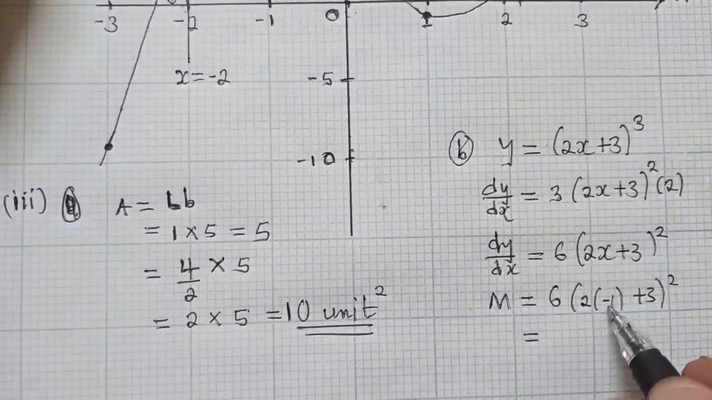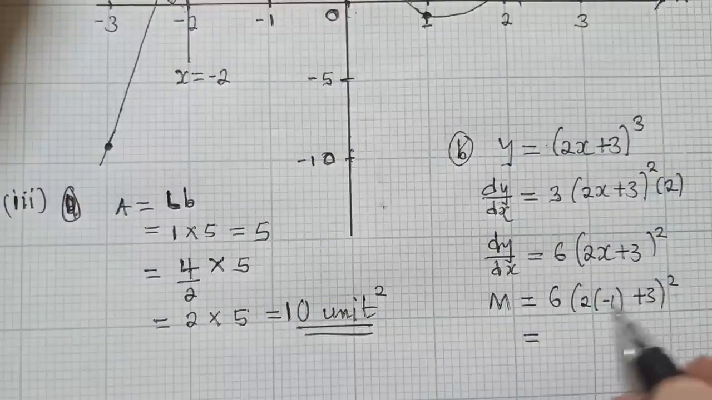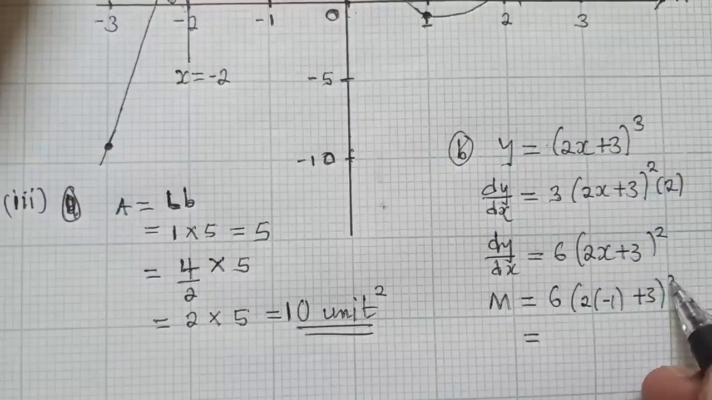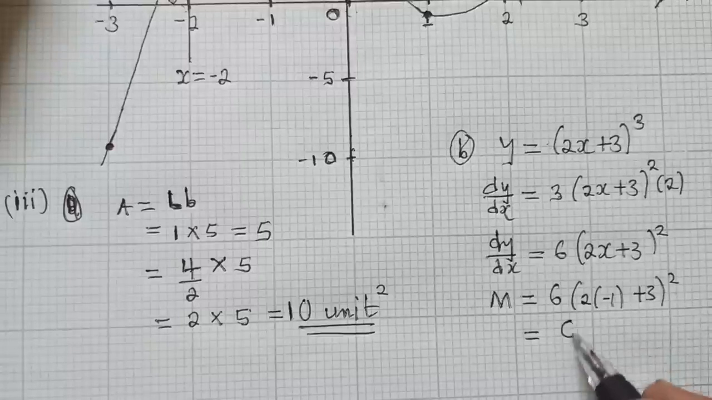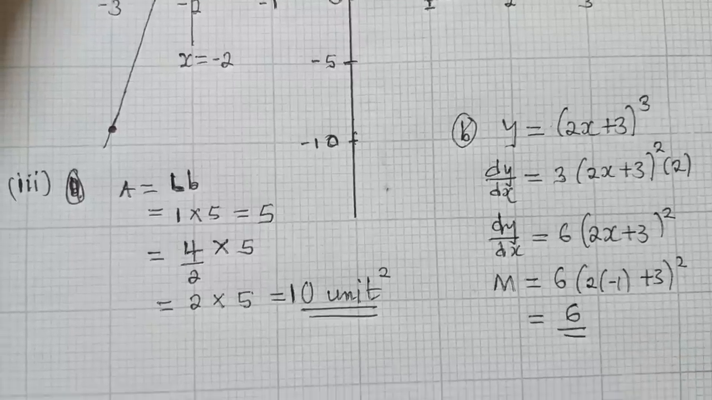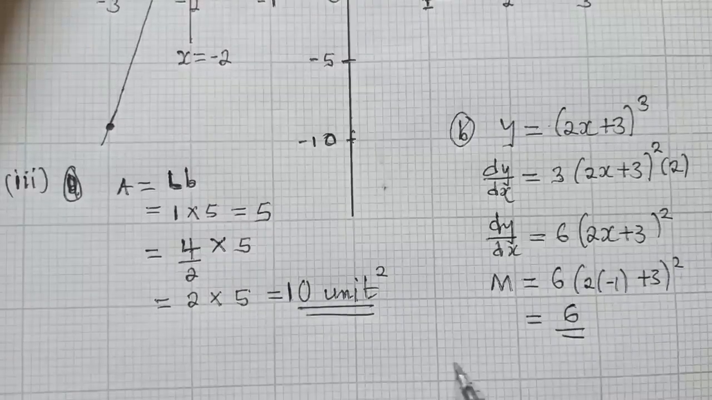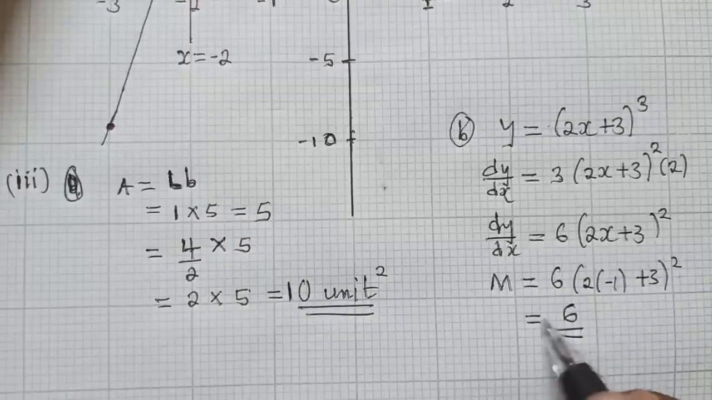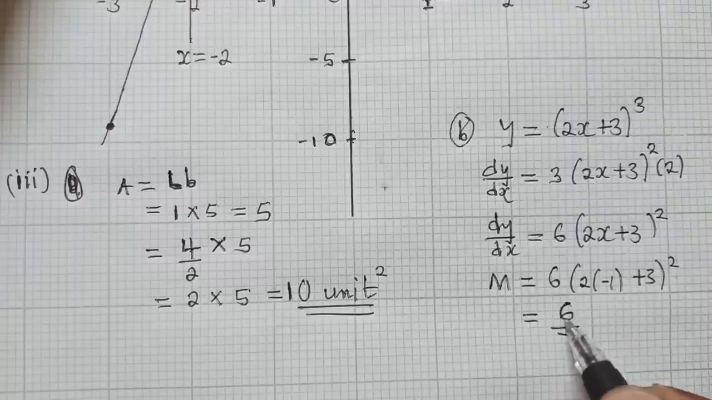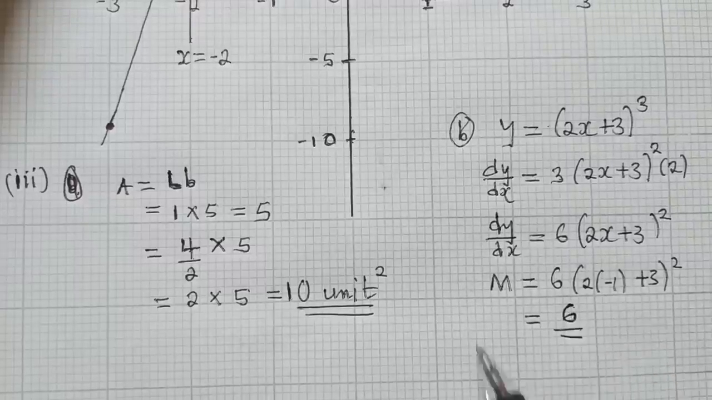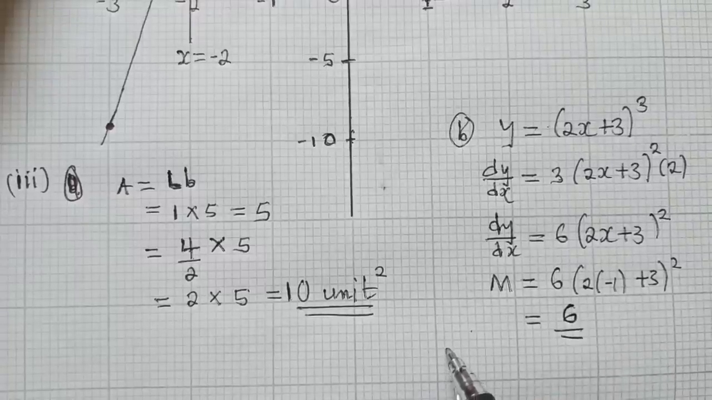This will give us -2. Here we shall have a -2. -2 plus 1, it's 1. 1 to the power 2 is still 1. 1 multiplied by 6, we shall have 6. So our gradient is a 6. So now, after finding this gradient, we shall find now the point.